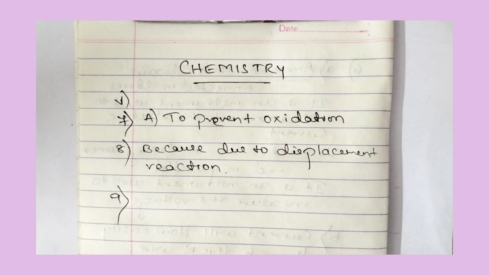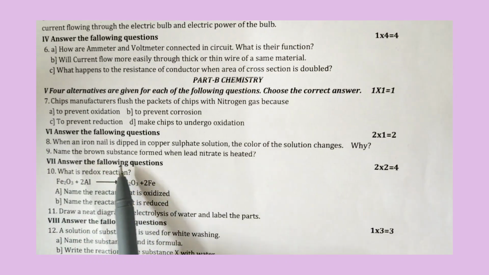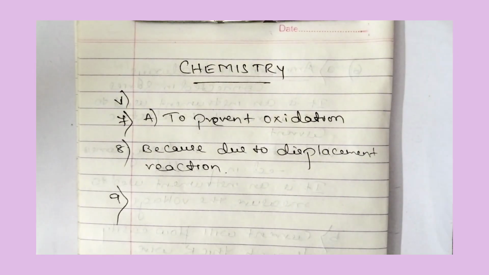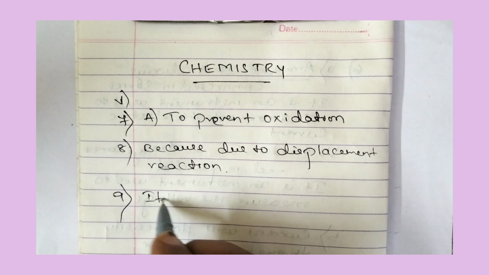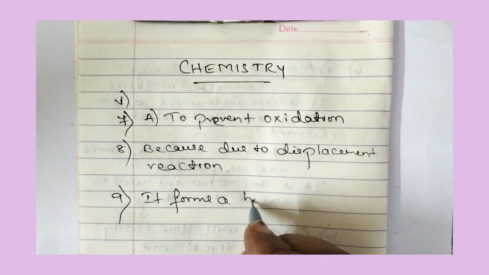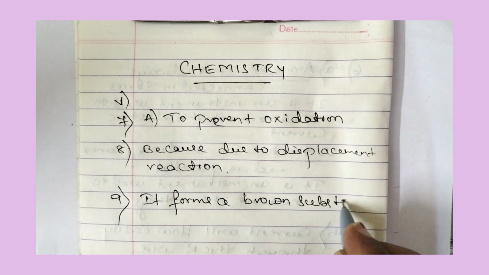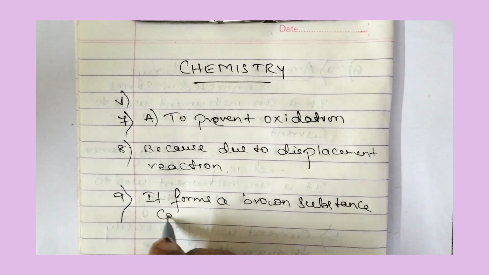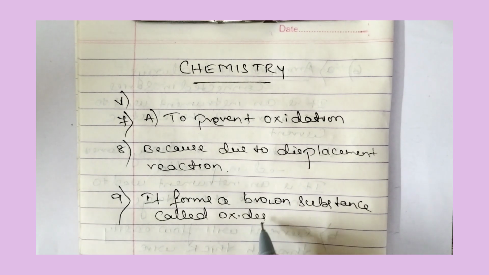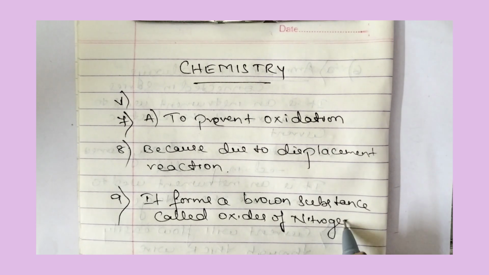Now let us move to question number 9. In question number 9 they have given: name the brown substance formed when lead nitrate is heated. So when lead nitrate is heated, it forms a brown substance called oxides of nitrogen. It is a brown fume.